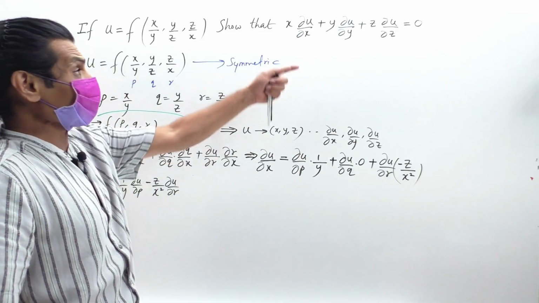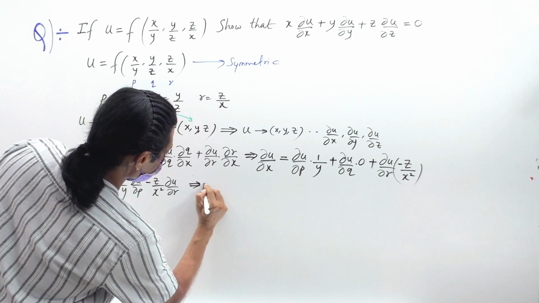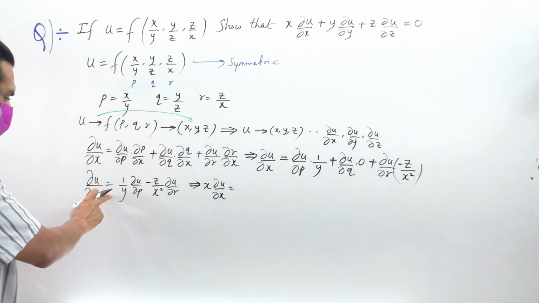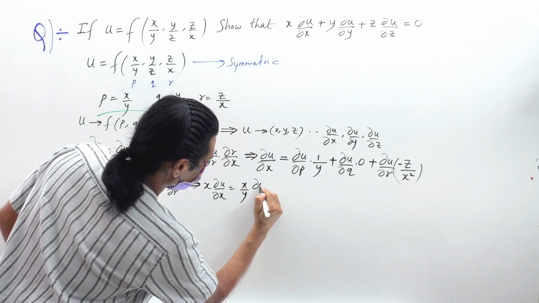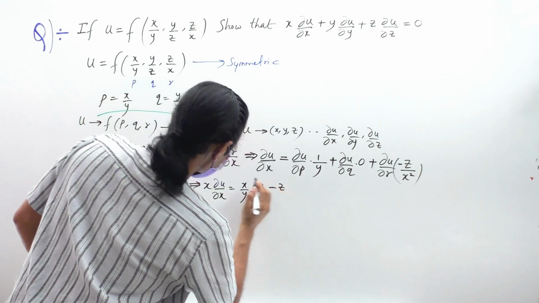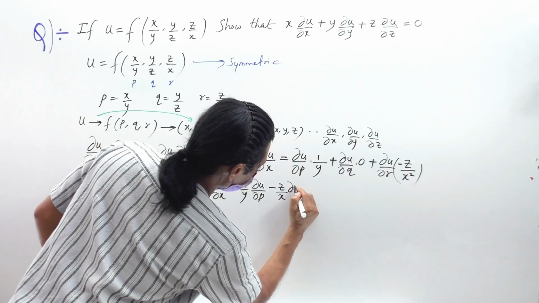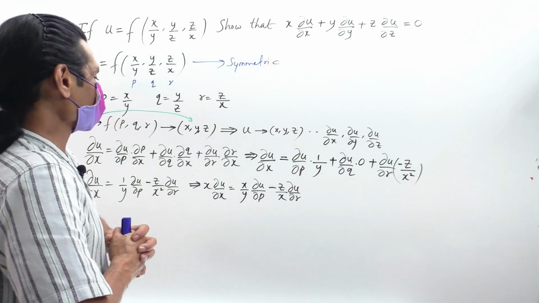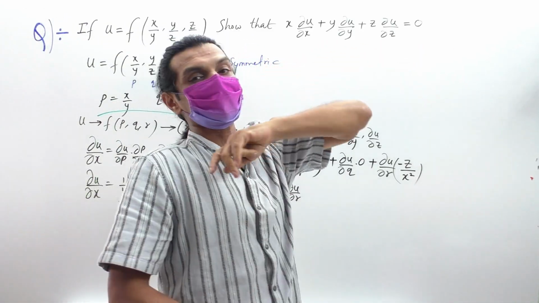But what do I need here? I need x into dou u by dou x. Therefore, that implies x into dou u by dou x is equal to, multiply by x here, so this will be x by y dou u by dou p and minus z, x cancels, z by x dou u by dou r. That's it. So now as we have found the value of x dou u by dou x, we need to find y into dou u by dou y plus z into dou u by dou z.